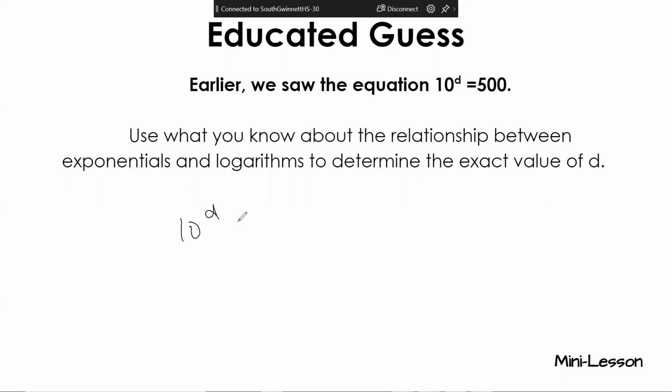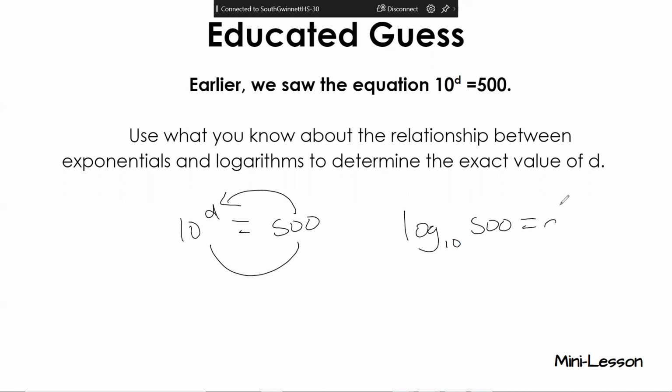All right, so if I rewrite this in log form, watch what happens. I do 10 to the D equals 500. So this is going to be log base 10 of 500 equals D. Now, can you plug that into your calculator and get a number? So what is that going to be? 2.69.